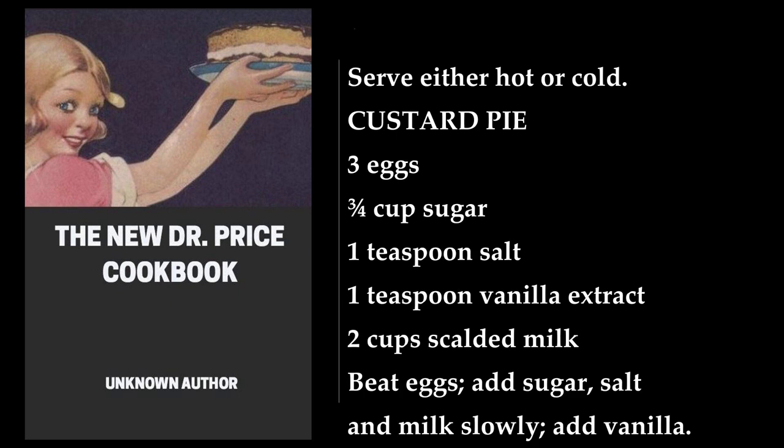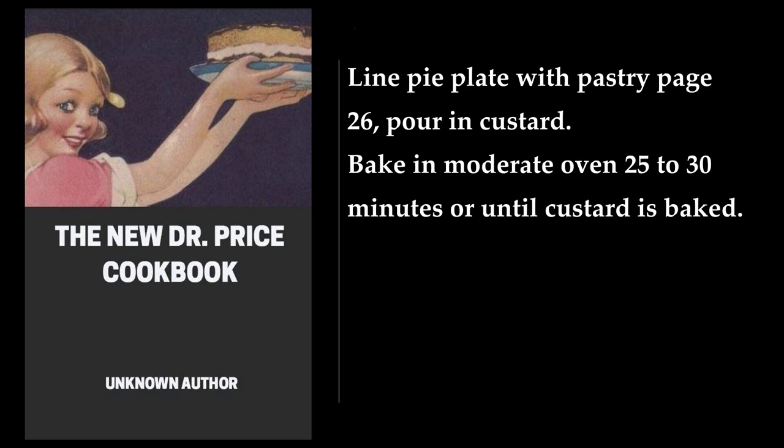Custard pie. 3 eggs. 3/4 cup sugar. 1 teaspoon salt. 1 teaspoon vanilla extract. 2 cups scalded milk. Beat eggs, add sugar, salt and milk slowly, add vanilla. Line pie plate with pastry, page 26, pour in custard. Bake in moderate oven 25 to 30 minutes or until custard is baked.